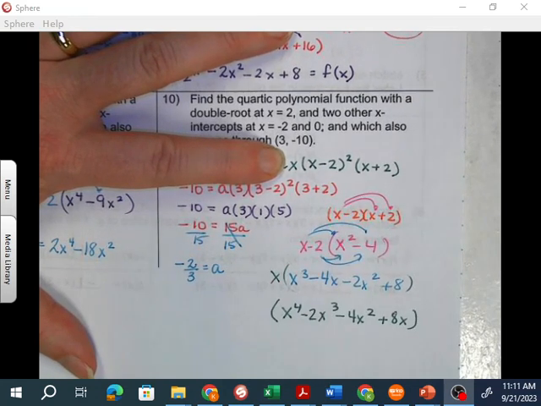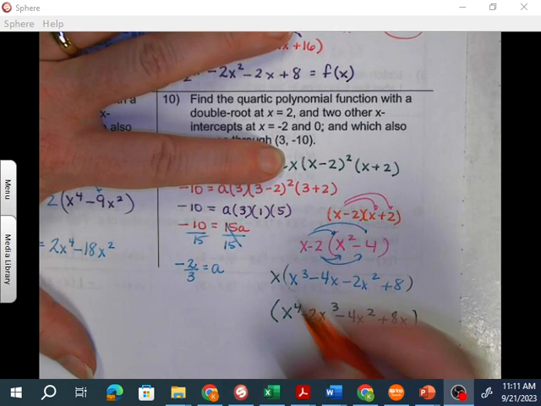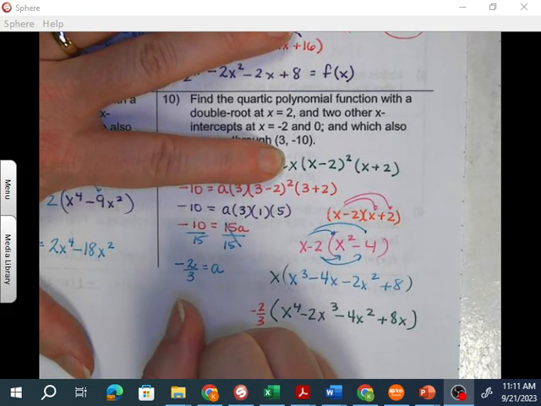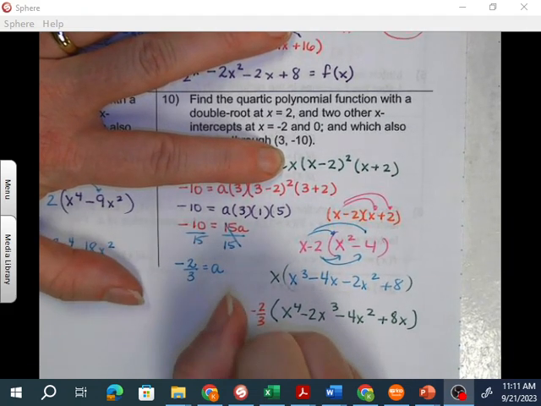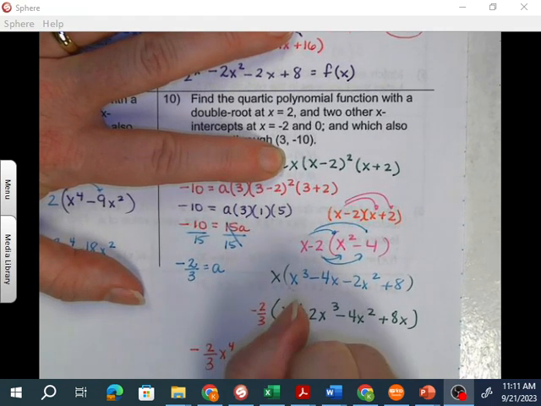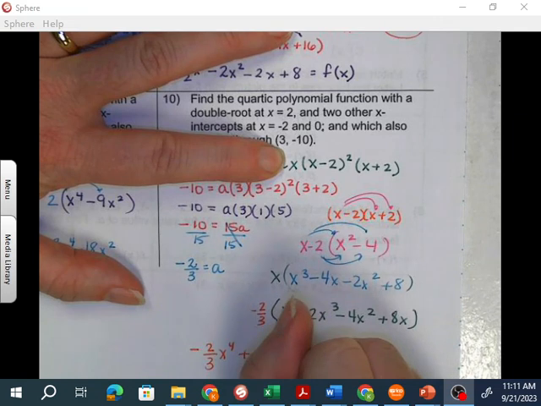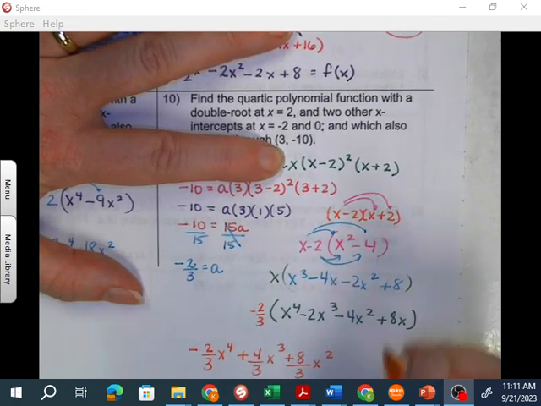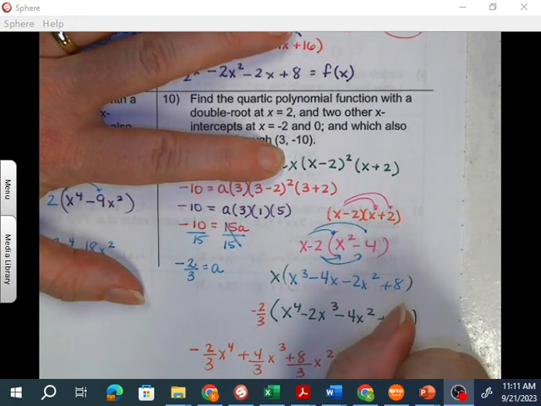And the last thing I have to do is distribute through the negative 2/3. So negative 2/3 x to the fourth plus 4/3 x cubed plus 8/3 x squared minus 16/3.